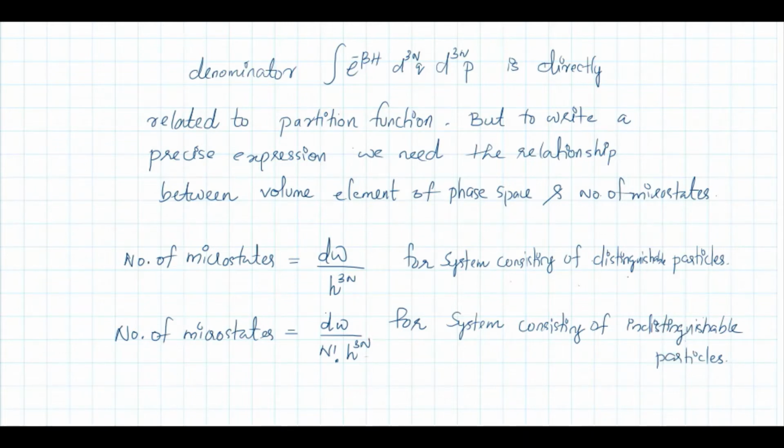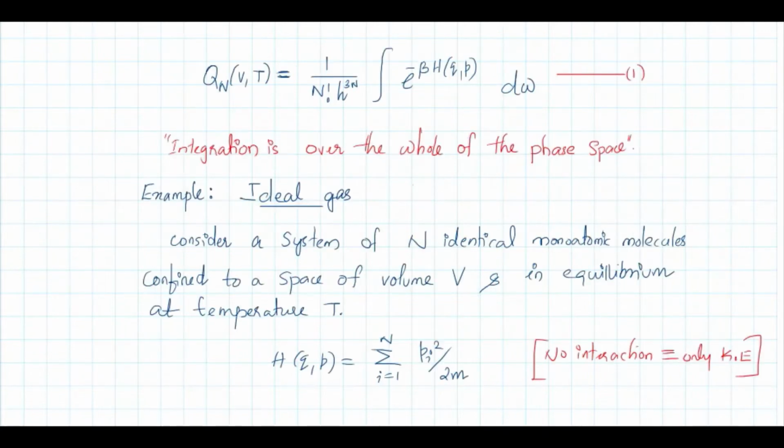This also we discussed in previous lectures. How we introduced the factor h raised to 3n and how we introduced the factor n factorial we discussed in detail in previous lectures. Now we can write Qn of V,T, the partition function, as 1 divided by n factorial h raised to 3n integral e raised to minus beta H d omega.